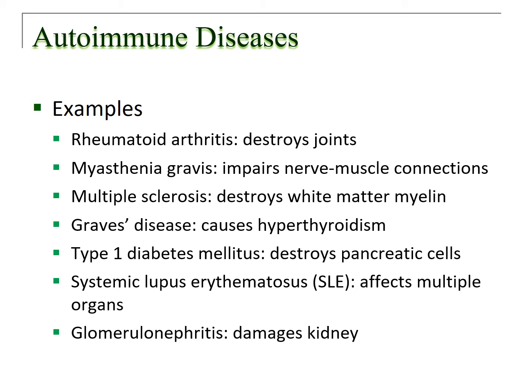Graves' disease, type 1 diabetes, which destroys pancreatic cells. So the victims here don't have the ability to produce insulin. Lupus, which affects multiple organs, and glomerulonephritis, which damages the kidney.